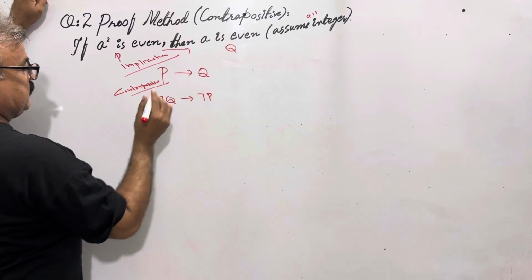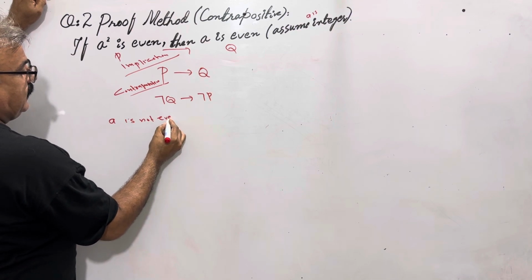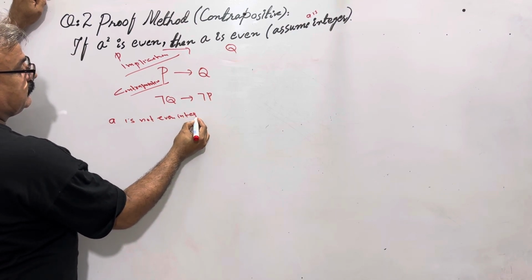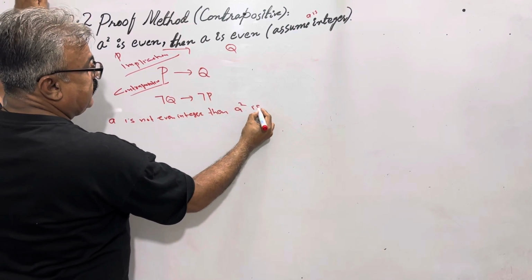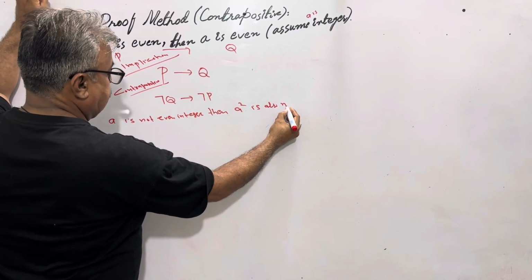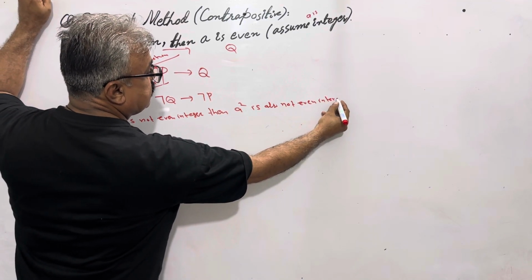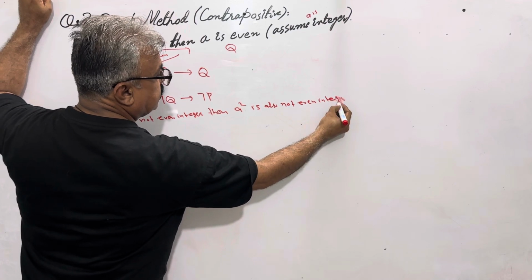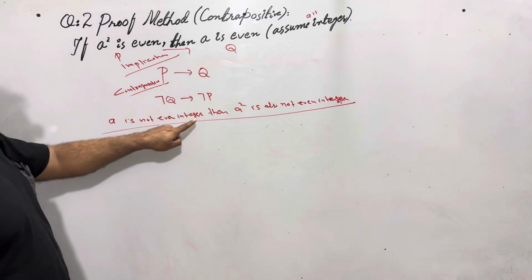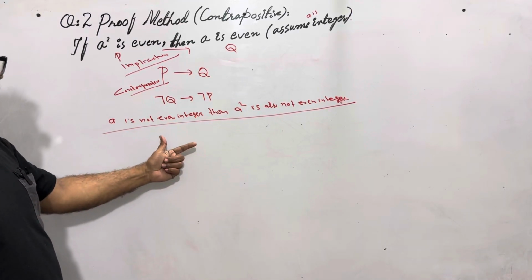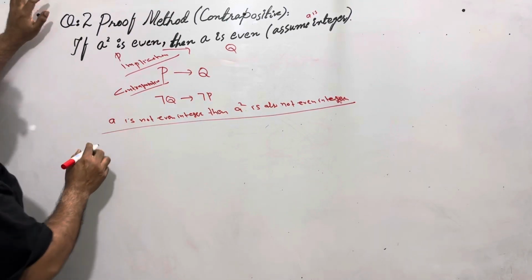We have to take negation of this one. A is not an even integer, then a square is also not an even integer. Simple, we have used the terminology of contrapositive. We have written its converse as well as negative. Contrapositive, or one can write this one in more technical sense.